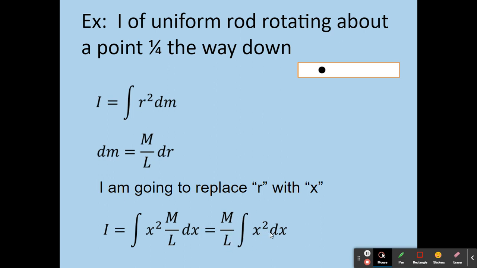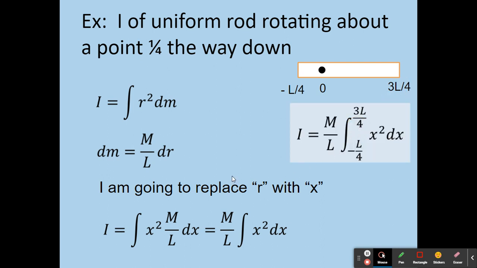So then I have x squared dx, which is not a hard integral to do. We know that's going to be x cubed over 3. So the next thing we need to do is our limits of integration and then some algebra, figuring out our answer. So the limits of integration, if our pivot point is at 0, then thinking of that as a number line, we're 1/4 the way to the left of that, which is negative L over 4. And we're 3/4 the way to the right of that, which is 3L over 4. So that's going to be our limits of integration.